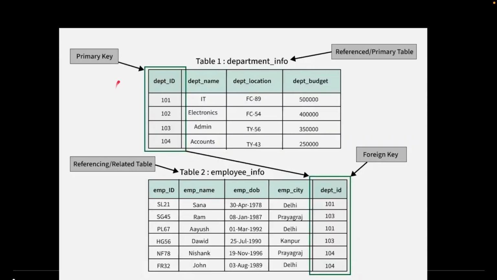So here is the example. Now you can see we have two tables. One is the department information and another is the employee info. You can see that each department has an ID: 101 belongs to IT, 102 belongs to electronics, 103 belongs to admin, and 104 belongs to accounts. Now in the employee info, you have these details. Every employee has an employee ID, and each employee belongs to a department ID. Definitely, if you are an employee in an organization, you will be assigned to one of the departments. So this is the relation. We related these two tables with a department ID.